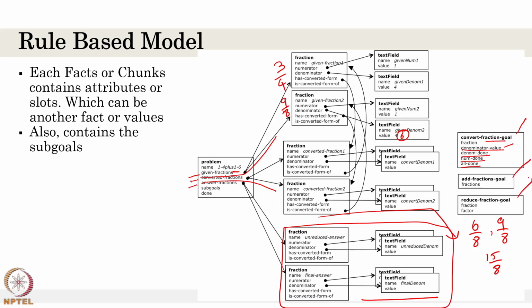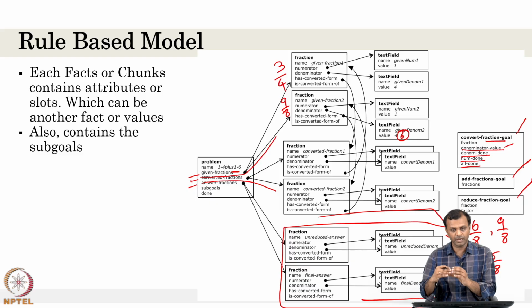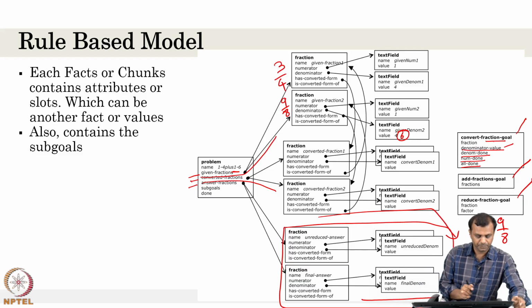There are 3 sub goals in this problem. The order of the 3 sub goals is strictly maintained, but within a sub goal, the order of the things is not maintained. Each fact or chunk constrains attributes or slots, which can be another fact or the values. This is each chunk, and you should also have the sub goals, and that order should be followed. So 2 things are very important.